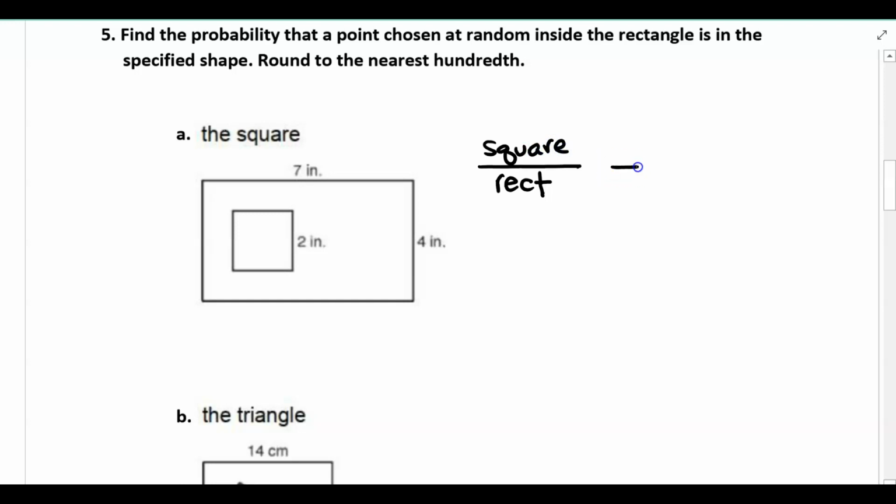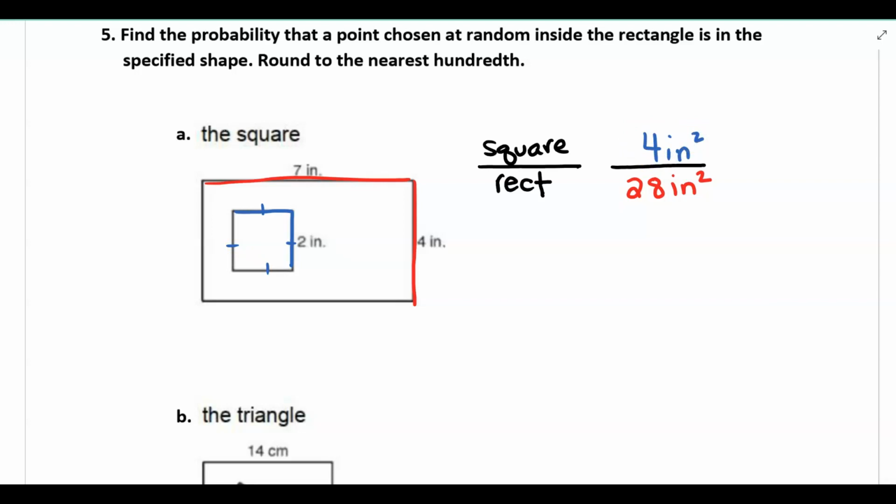So in this rectangle, the total space that the rectangle takes up is its area. And the area is base times height. So that means my rectangle is taking up a 7 by 4 space. So that's a 28 square inch space. The square inside of the rectangle takes up a 2 by 2 space. I know that because if it's a square, it means all the sides are congruent. So that means it has a 4 square inch space.